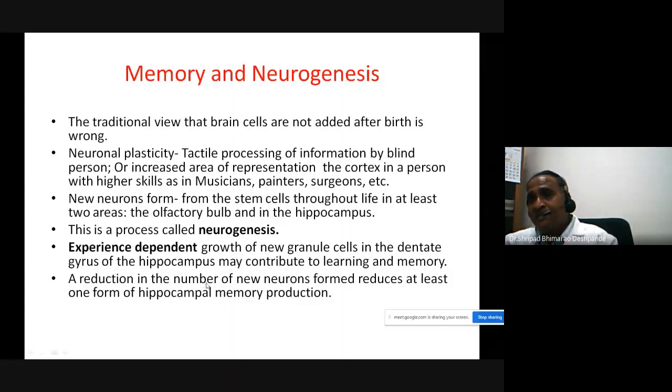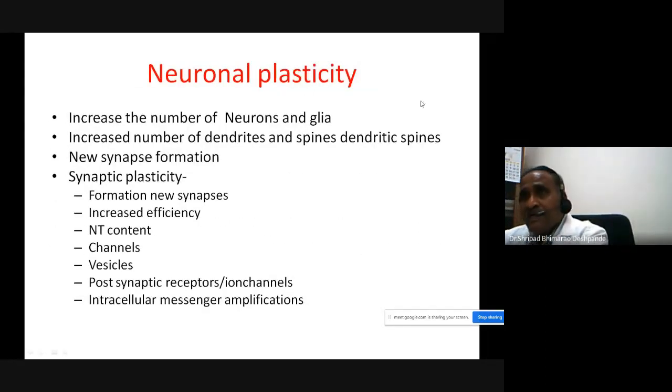A reduction in the number of new neurons formed reduces at least one form of hippocampal memory production. Okay, we will move on. The neuronal plasticity: I have talked about the synaptic plasticity. Now I am talking about the neuronal plasticity.